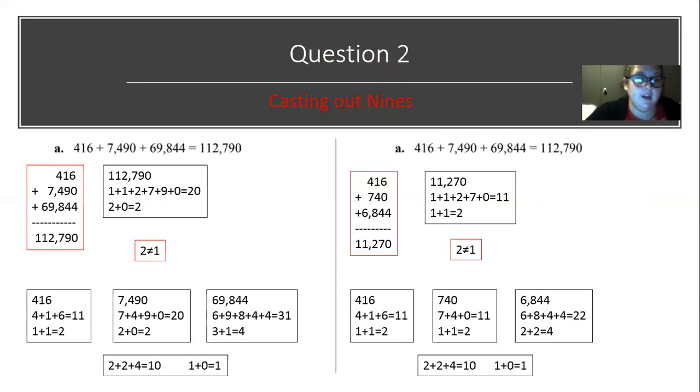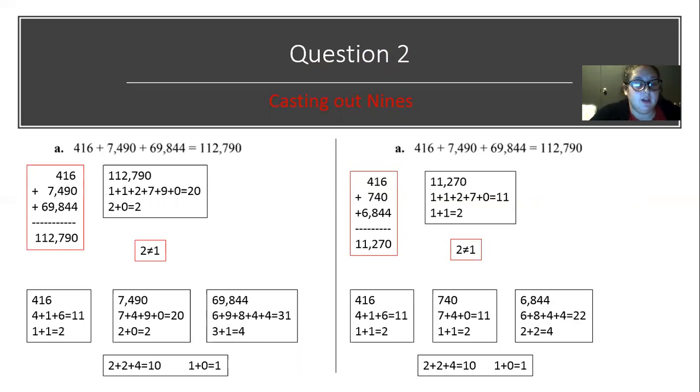in the left-hand side in the red box. You're going to set it up how the problem says it. And then down at the bottom, we've got 416. So 4 plus 1 plus 6 is 11. So we're going to simplify that 11 because we want a single-digit number. So we're going to do 1 plus 1 to give us a 2. Okay, keep that in mind.